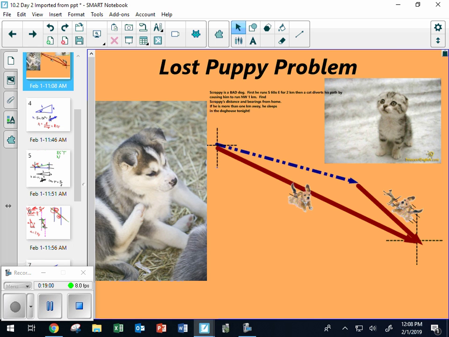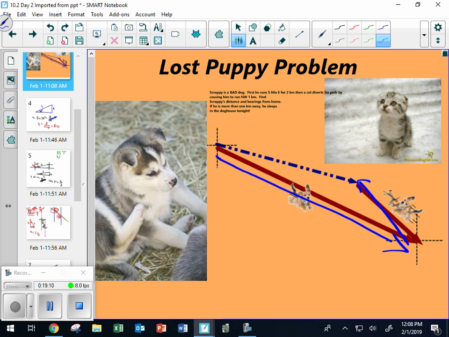In case it's not clear where Scrappy's running, his first trip is down here. He heads down this way. Then he goes back this way. And now he's right here. And you have to go get him. So you're this blue dotted line and you're going to go get the dog. And the question is, what direction should you head? I can say generally it looks about, well, bigger than 90, right? So like, I don't know, 110 or something, but you have to find out exactly what. And you have to know how far that is.